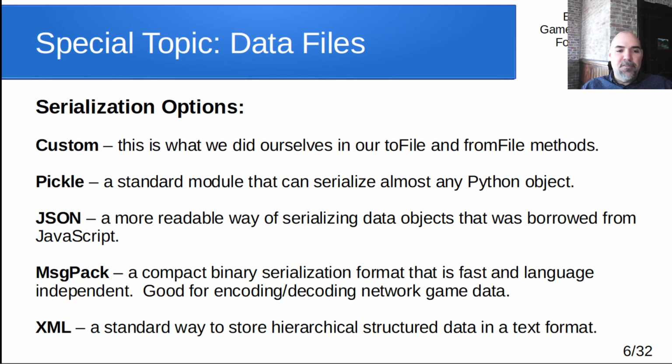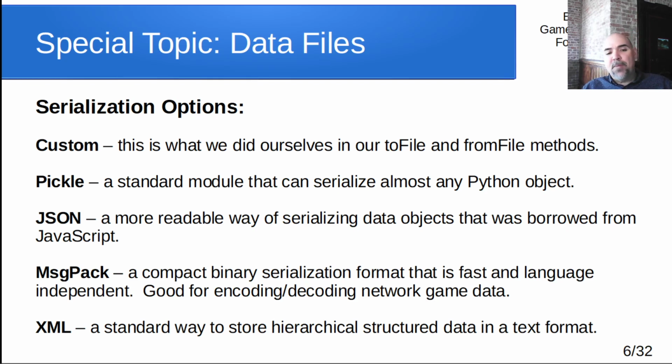Now, there's some other options. JSON is one that provides a little more readable way of serializing objects that was borrowed from JavaScript. A little more limited than Pickle, but a similar concept, but it's cross-language compatible. But it also cannot do some of the things Pickle can do.